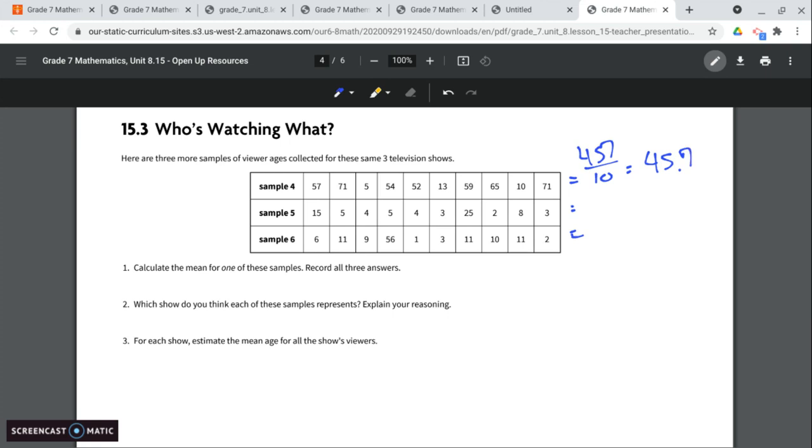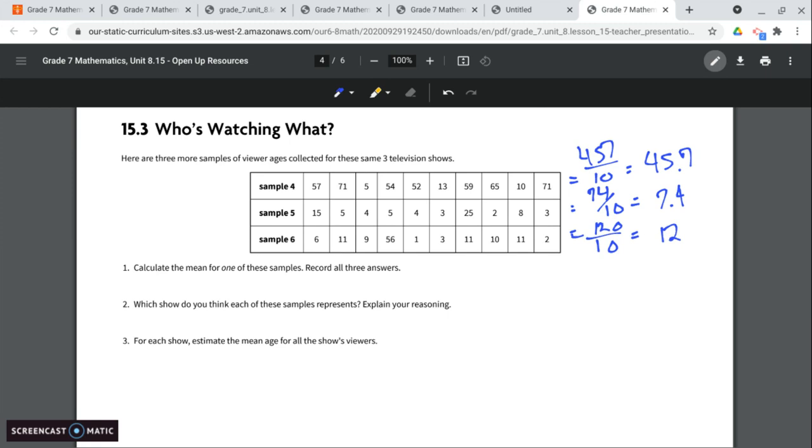The next one we have 15 plus 5 plus 4 plus 5 plus 4 plus 3 plus 25 plus 2 plus 8 plus 3 is going to give us 74. Divide that by 10. We get 7.4. And lastly, 6 plus 11 plus 9 plus 56 plus 1 plus 3 plus 11 plus 10 plus 11 plus 2 is going to give us 120 divided by 10, which is going to give us 12.